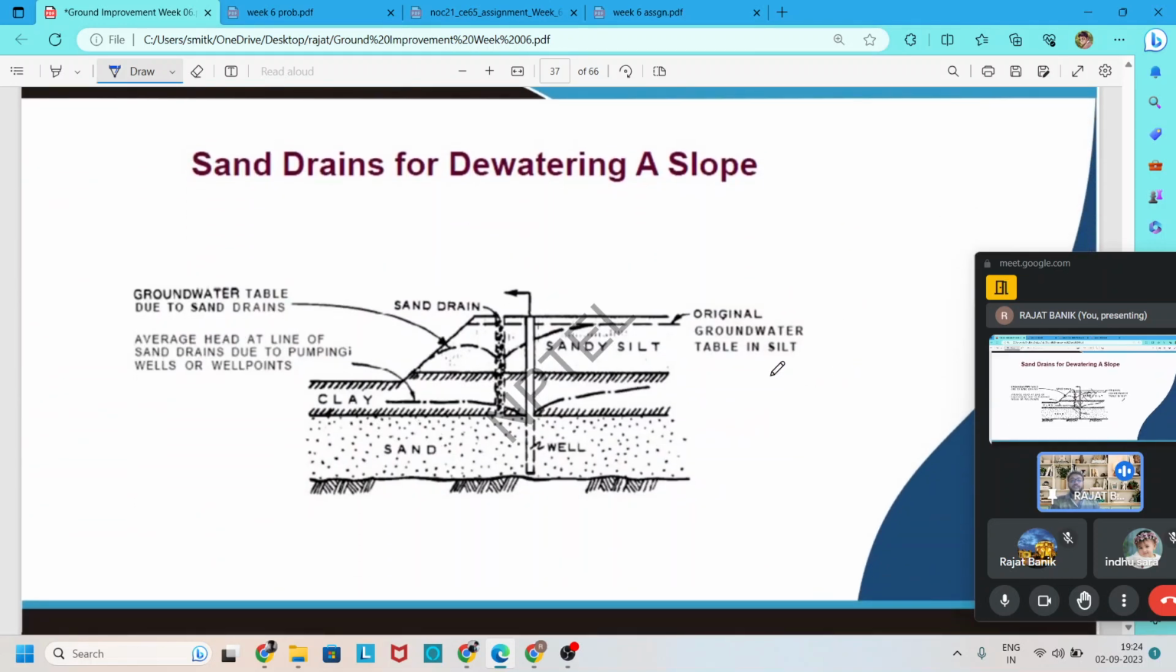Another example is given of dewatering. You can use the dewatering technique for sand drains also. That means in a slope, once a sand drain is inserted, water is collected from the surrounding soil, and we know sand is good for drainage purposes. Through a piping system or another arrangement, we can collect the water and remove it from the ground surface.